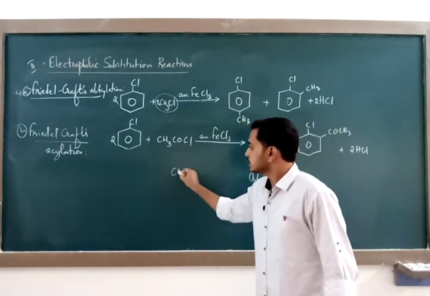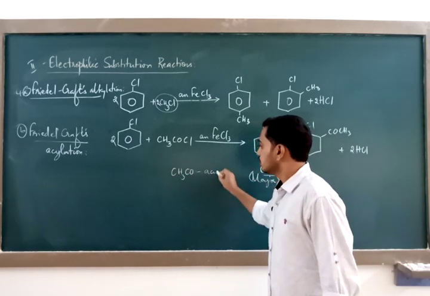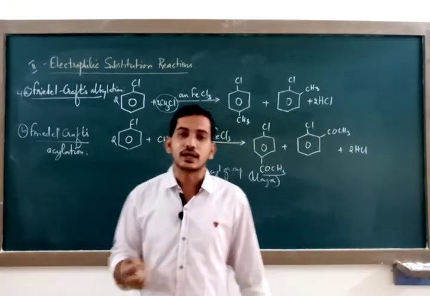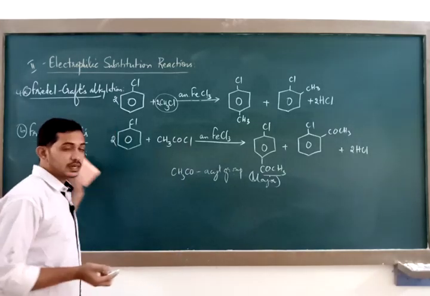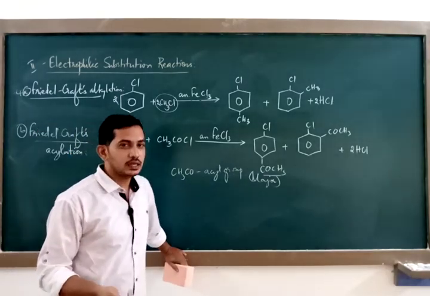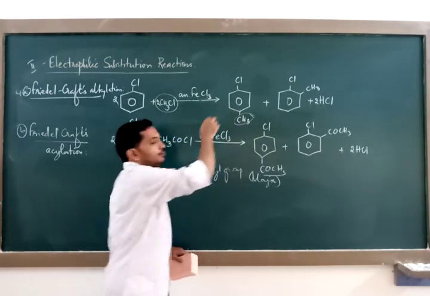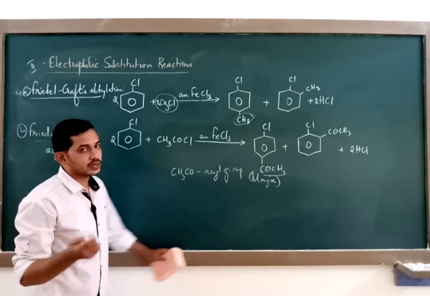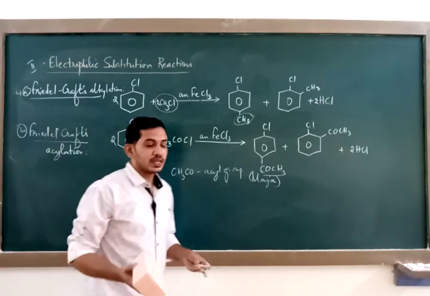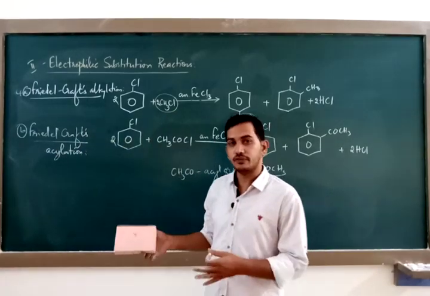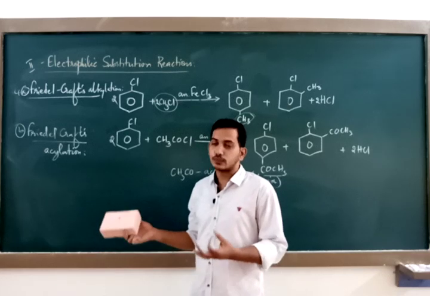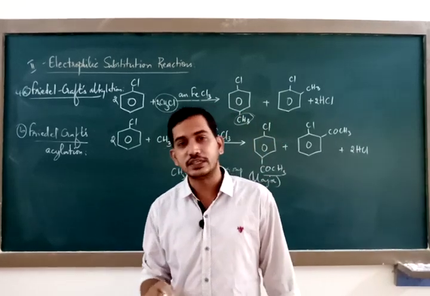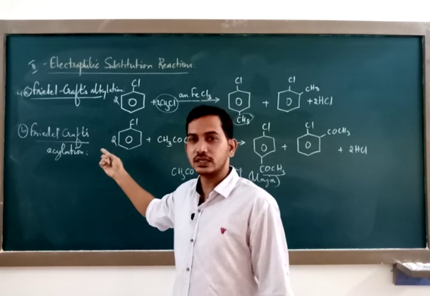COCH3 or CH3CO, this group is called acyl group. If acyl group is to be introduced into the benzene ring, the reaction is called acylation. Since it is done by these two fellows, Friedel and Crafts, therefore it is called Friedel-Crafts acylation. If your intention is to insert alkyl group, preferably methyl group, then the reaction is called Friedel-Crafts alkylation. Do not get confused. If in the exam they ask you, explain the Friedel-Crafts reaction of chlorobenzene, you are supposed to explain any one of them. If they very clearly specify, explain Friedel-Crafts alkylation, then use only the first reaction. If acylation, then the second one.